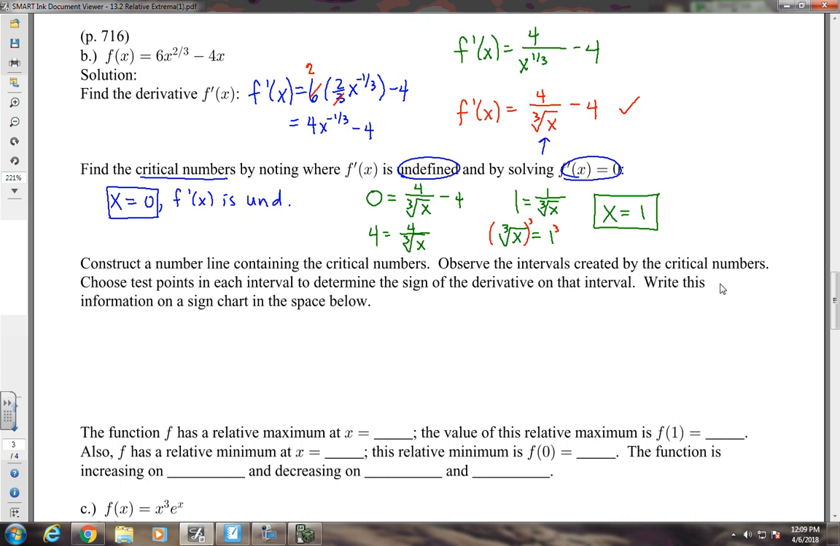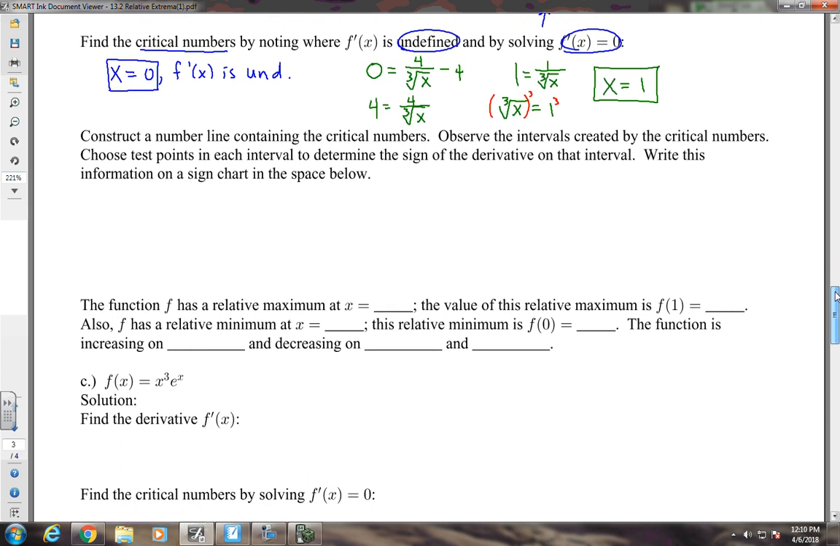So we want to put both of these numbers on a number line. This is going to feel a lot like what we did in section 13.1. So let's make our number line. And let's put our critical numbers on that number line, and don't forget to put them in numerical order. I know that seems like such a simple comment, but how many times have I just stuck my numbers on there and they weren't in numerical order? Now, we need to observe, we've got 3 intervals created, and we need to choose test points in each interval to determine the sign of the derivative on that interval.